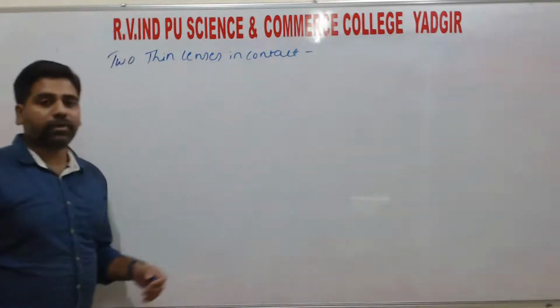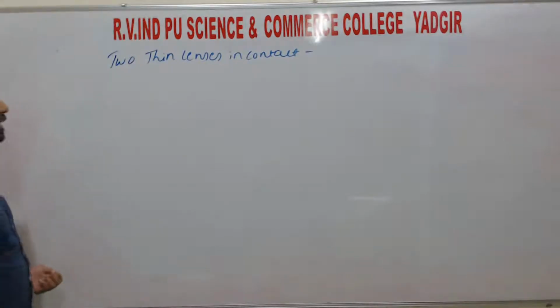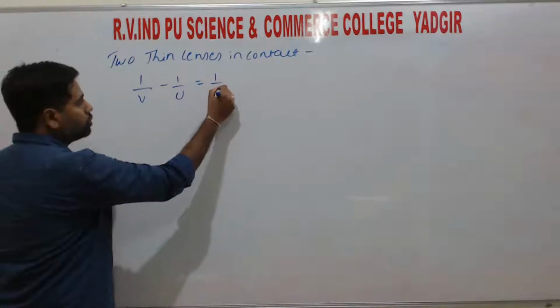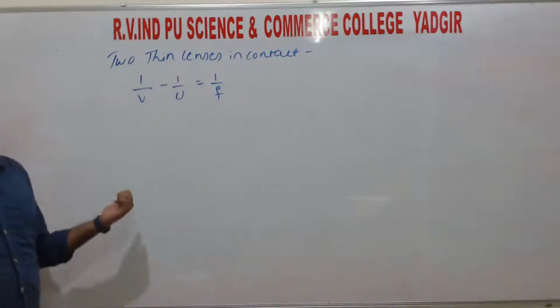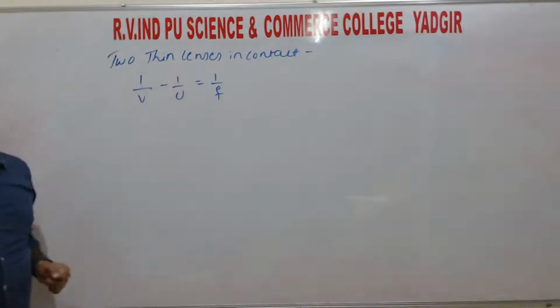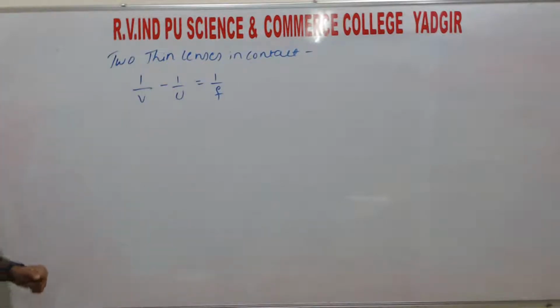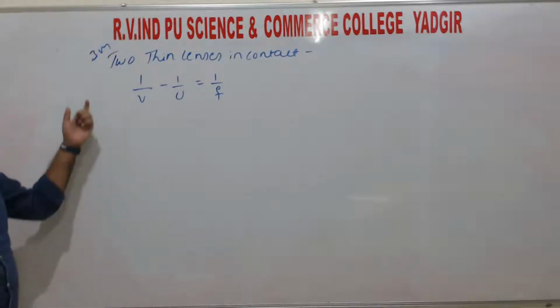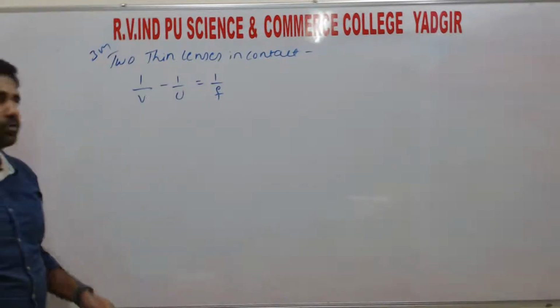In the last class we derived the relation, that is the lens formula, 1 by v minus 1 by u equals 1 by f. By using this relation we are going to derive the combination of two thin lenses which are in contact. This one is important for 3 marks. Sometimes they ask this derivation for 5 marks also, right?